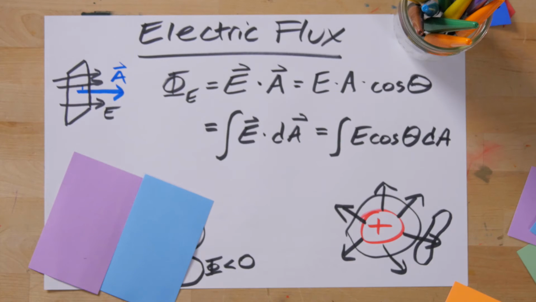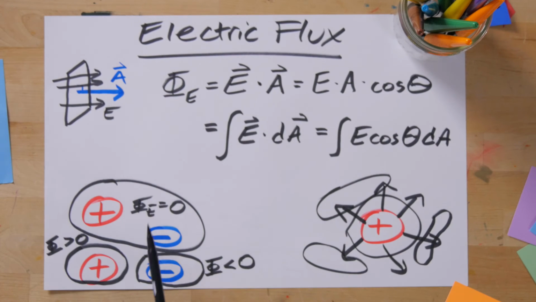Now let's see if you really understand flux. Looking back at our first example, I can describe any number of surfaces I want outside the charge. As long as I don't encircle the charge, I know that my flux will have to be 0. Well, what about with a bunch of charges? Only when I encircle a charge will I actually have a net flux.